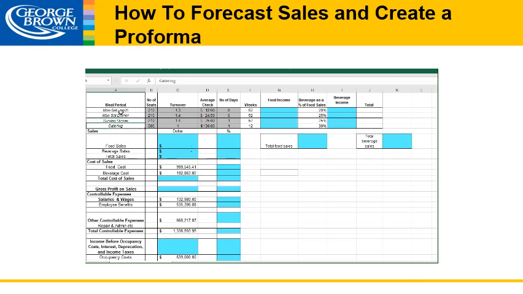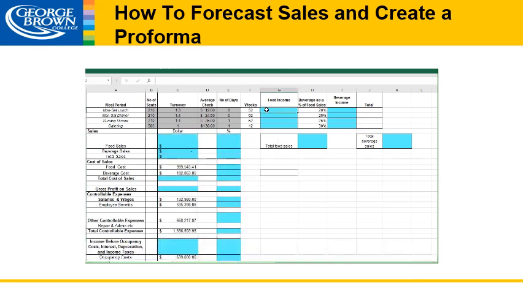We break up each meal period because each meal period would generally have a different average check. For instance, people tend to spend less at lunch than they do at dinner. And then the average price point is also different for our catering as well. We're then going to calculate our beverage income as a percentage of food sales. Okay, and then from there we can tally up our total food sales, total beverage sales, and start to work through the actual pro forma piece of this worksheet.